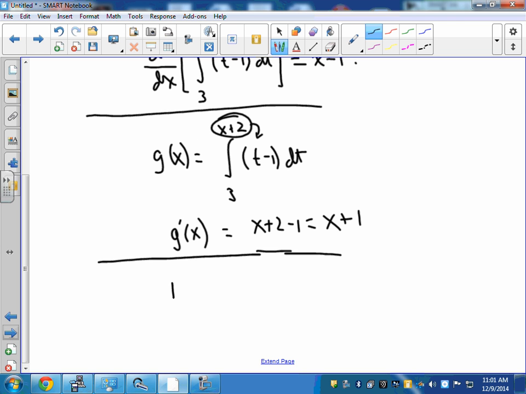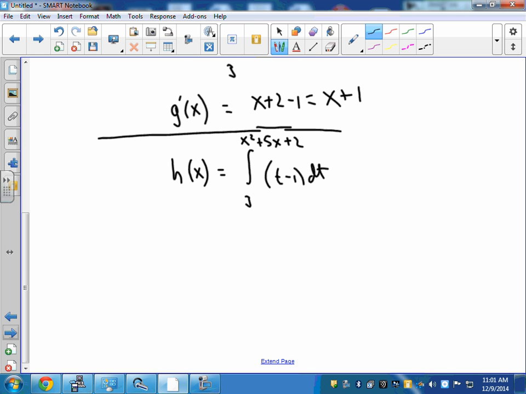Suppose we had h of x, which was the integral from 3 to x squared plus 5x plus 2. And again, our integrand is still t minus 1 dt. And our task is to find the derivative of this integral function. Again, take this upper limit. Let me grab a red pen. Take this upper limit and put it in place of t.